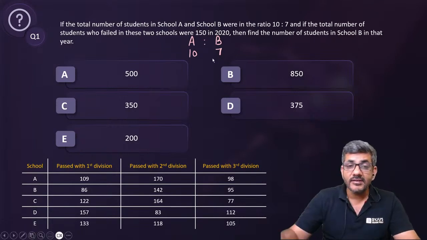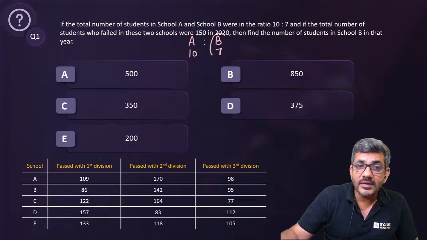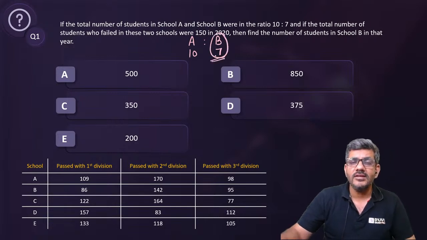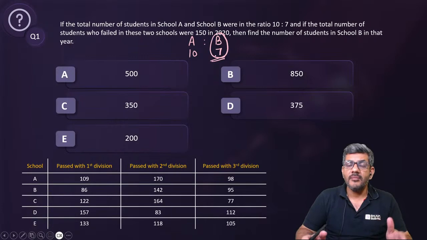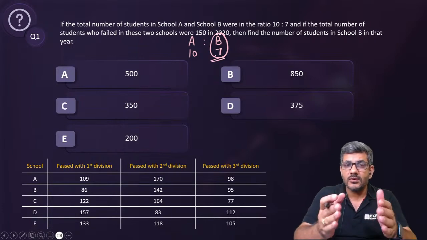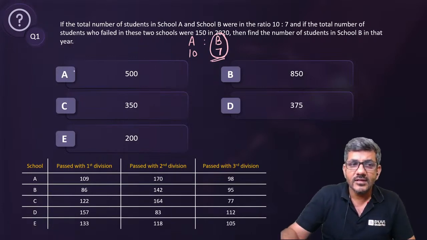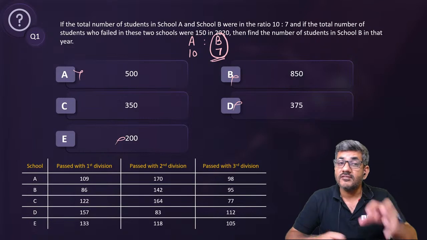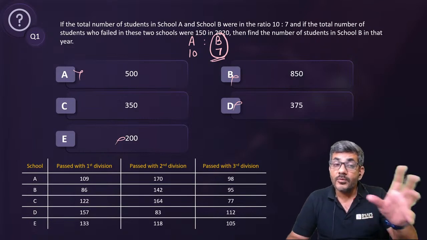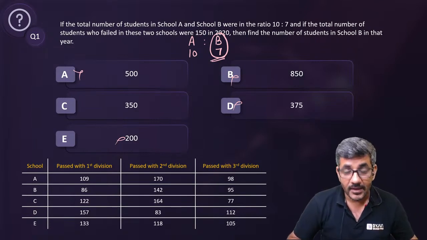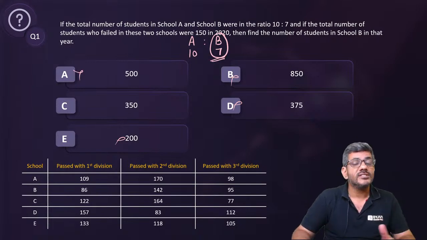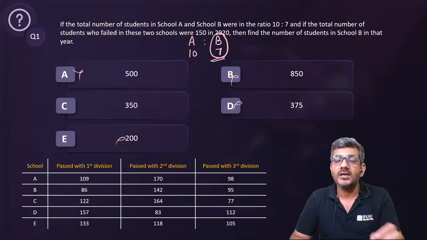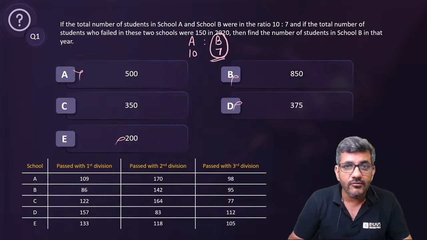I can straight away say the number of students in B should be a multiple of 7. If number of students in A and B are in a ratio of 10 and 7, so of course number of students in B should be a multiple of 7. This is gone, this is gone, this is gone, this is gone. My correct answer is 350. So probably we could have answered this question within seconds had we paid attention to this part. Otherwise, if you go by calculations, the question would be a little lengthy. But yes, options were pretty helpful and they will be helpful in the exam as well.